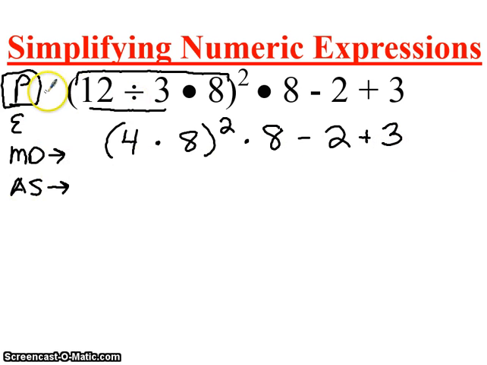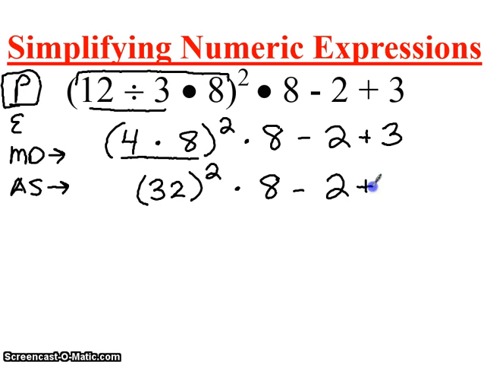Now, re-ask yourself the questions. Do we have any parentheses? Yes, here we have the parentheses which say 4 times 8. 4 times 8 is 32. So we have 32 squared times 8 minus 2 plus 3.